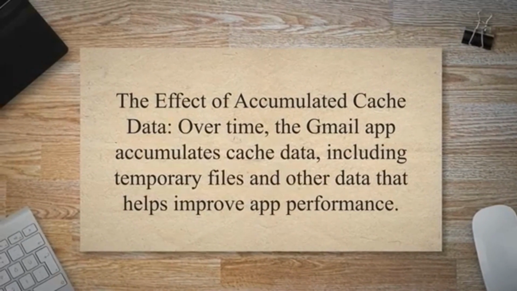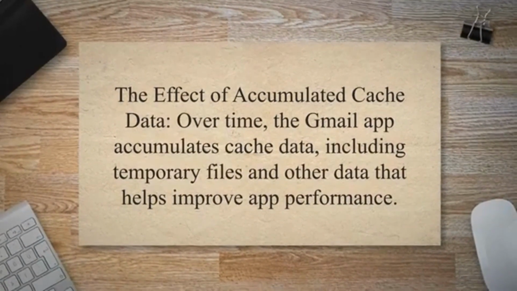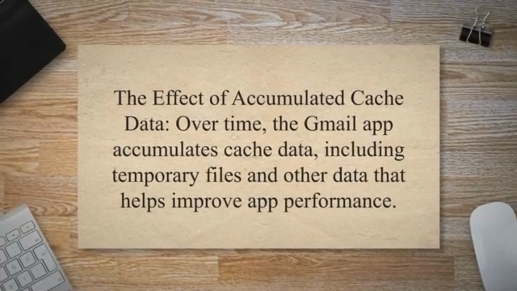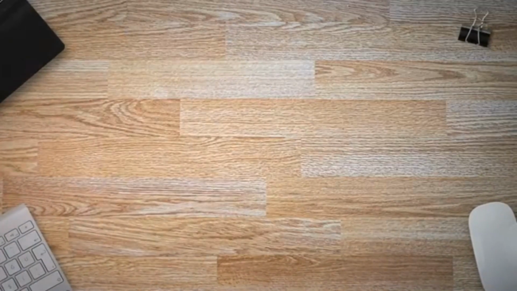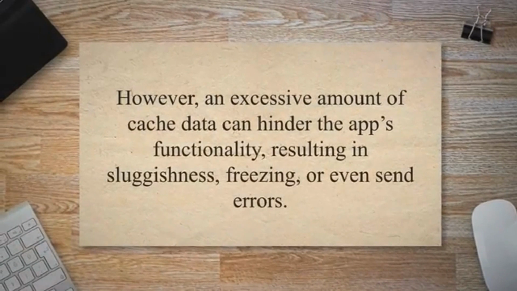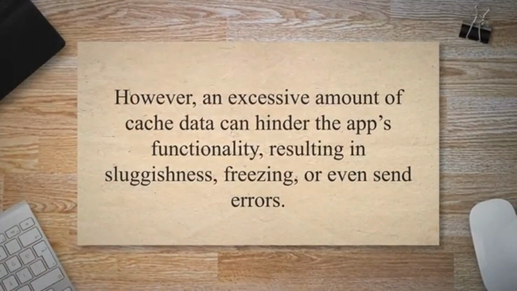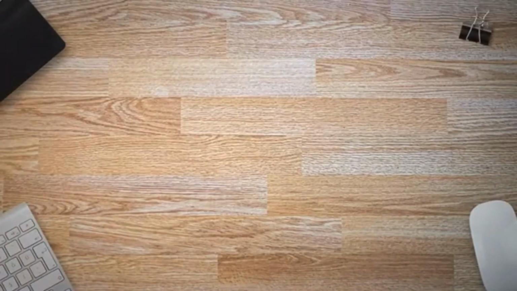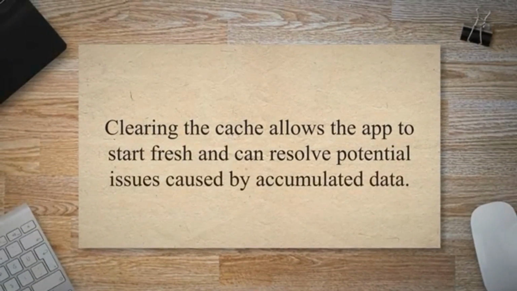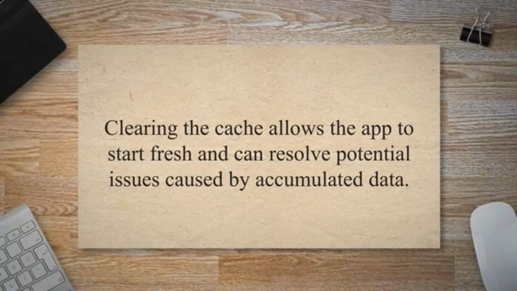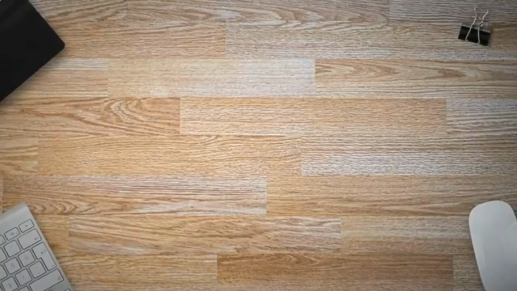Over time, the Gmail app accumulates cache data, including temporary files and other data that helps improve app performance. However, an excessive amount of cache data can hinder the app's functionality, resulting in sluggishness, freezing, or even send errors. Clearing the cache allows the app to start fresh and can resolve potential issues caused by accumulated data.